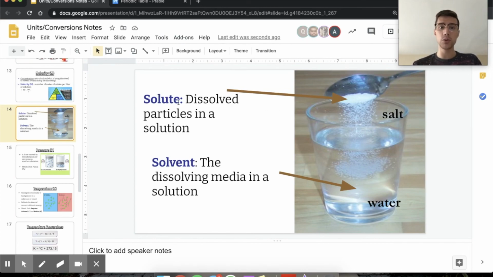So the solute is the dissolved particles in the solution, right? So salt dissolves in water, but it's still there, right? Even if you can't see it once it's dissolved, that doesn't mean it's disappeared. But the salt would be, in this case, the solute, or the stuff that is being dissolved. The solvent is whatever liquid we're using to dissolve that stuff. In this case, our solvent is water, because the water is what is dissolving the salt.